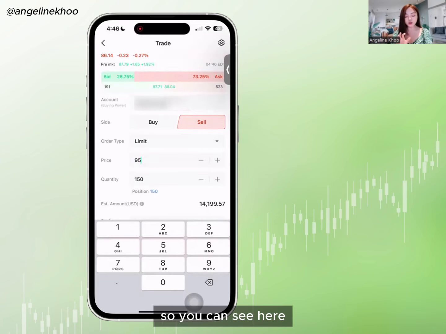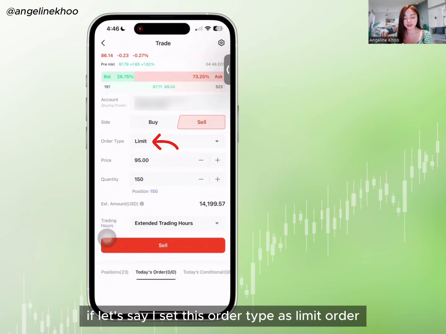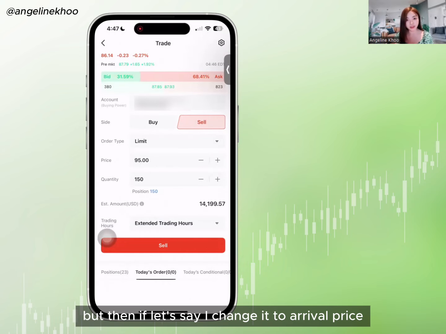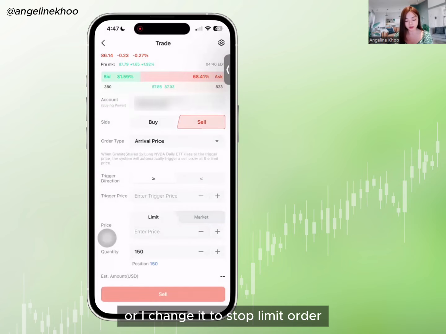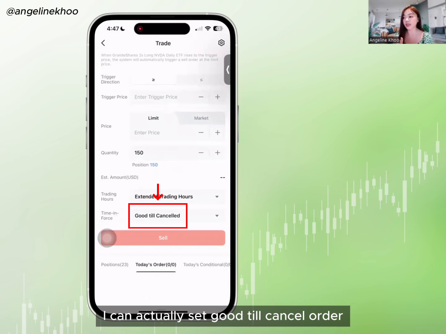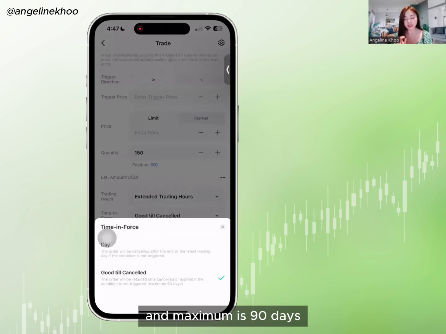You can see here, if I set this order type as limit order, all the orders will only be valid on the same day. But if I change it to arrival price or stop limit order, you can see for this order I can set good till cancel, and the maximum is 90 days.